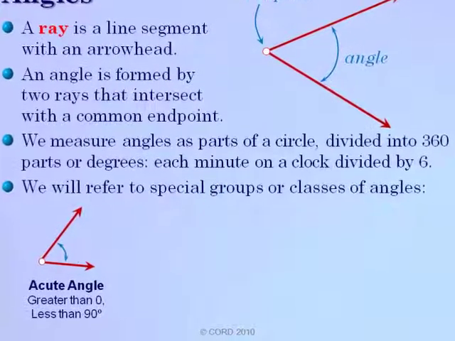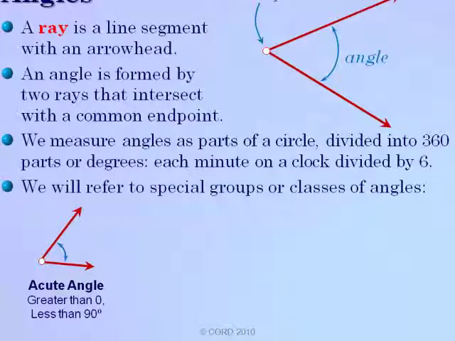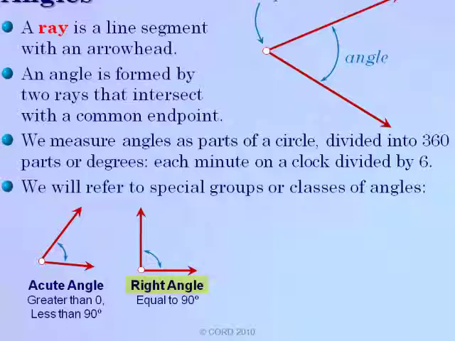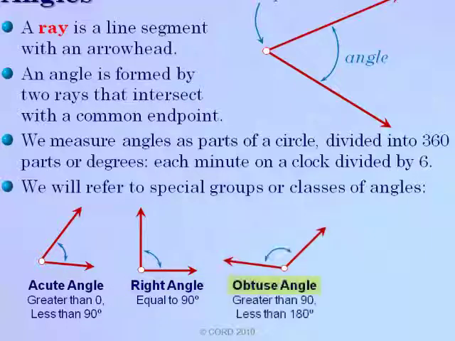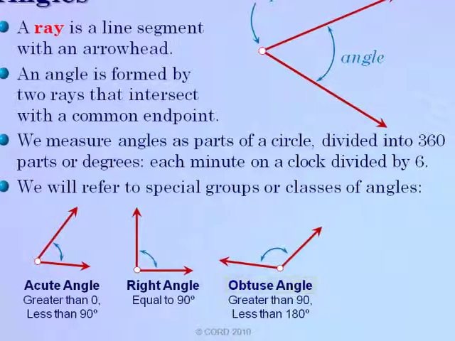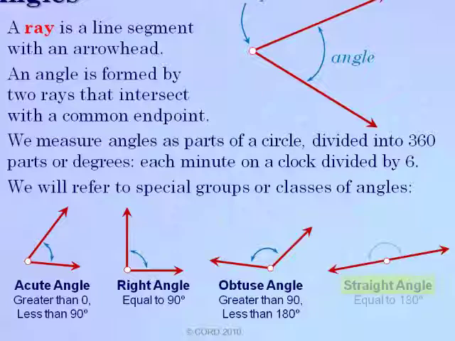We will refer to special groups or classes of angles. For example, the acute angle is greater than 0 but less than 90. A right angle, as you've already heard, equals 90 degrees. An obtuse angle is greater than 90 degrees but less than 180. And of course, you know what 180 degrees is. That's a straight angle.